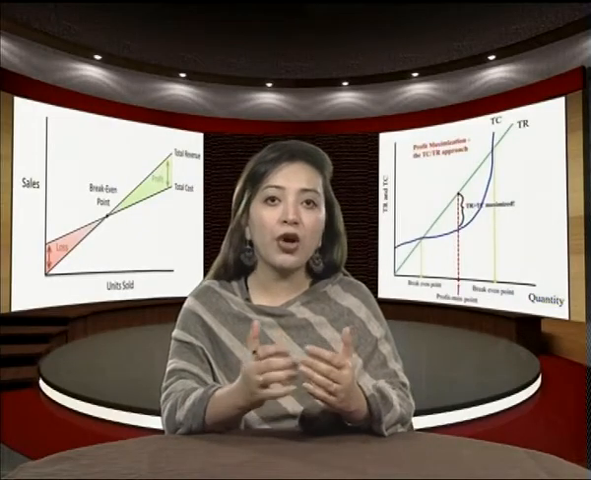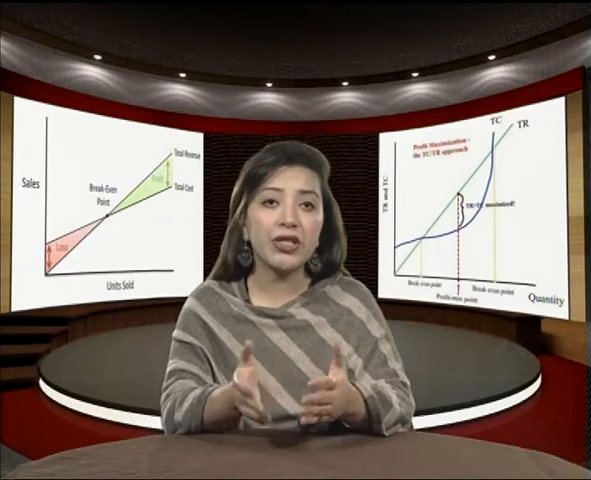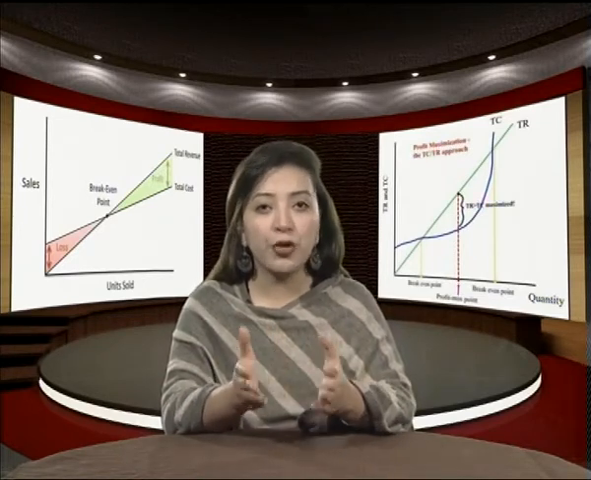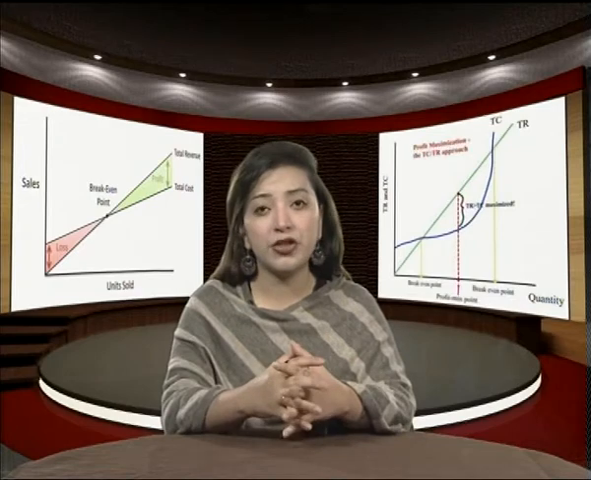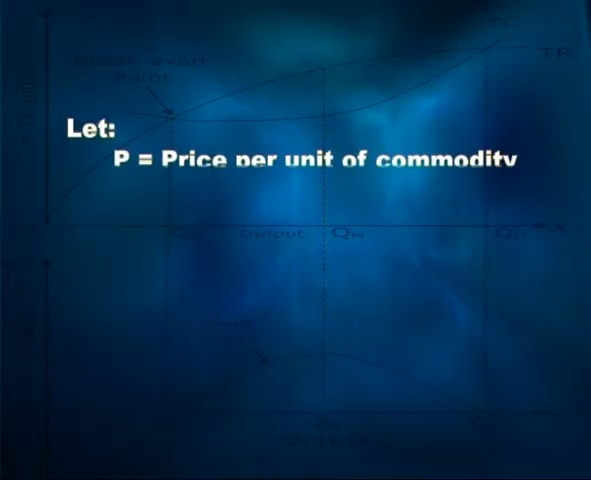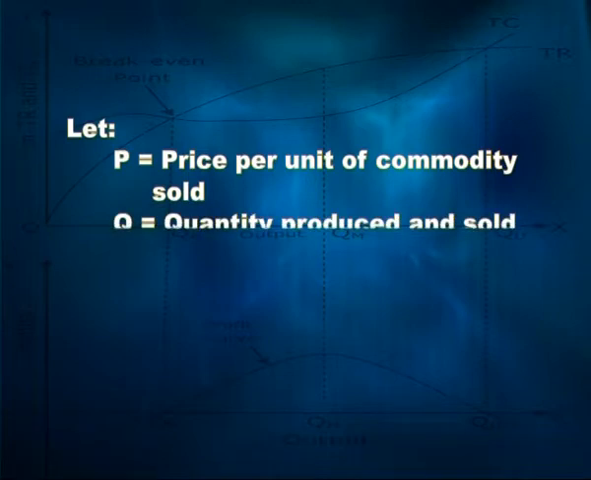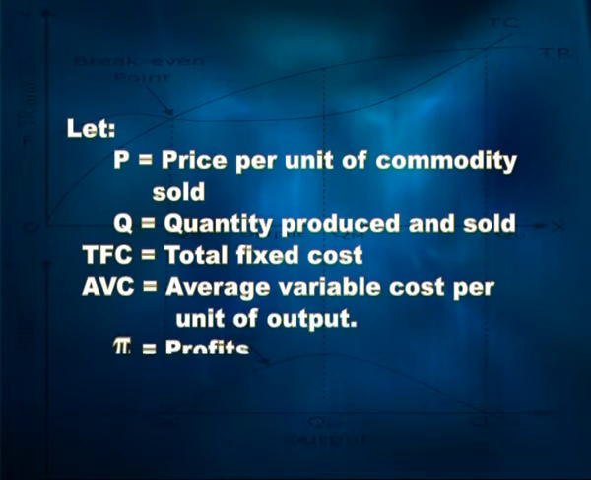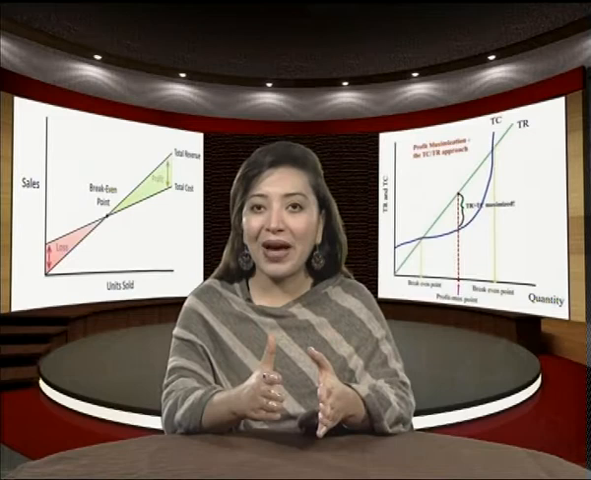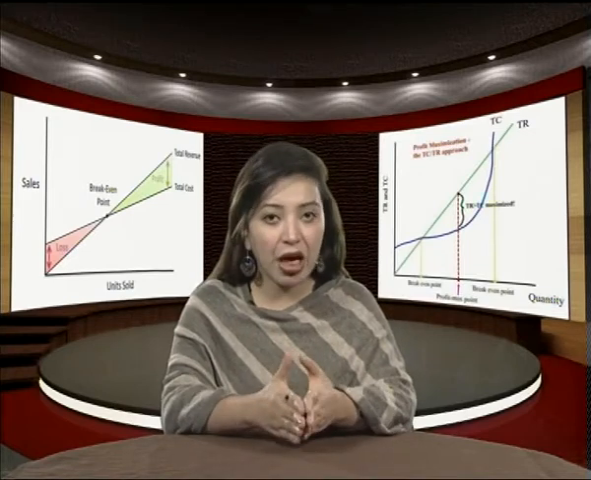Although the graphic method of break-even analysis is a useful way of illustrating cost output, revenue output and profit output relationships, break-even analysis through an algebraic model is of great help in decision-making problems by a firm. Let P be the price per unit of commodity sold, Q be the quantity produced and sold, TFC equal total fixed cost, AVC be equal to average variable cost per unit of output, and pi be the profit. Recall that profit pi is the difference between the total revenue TR and the cost TC.